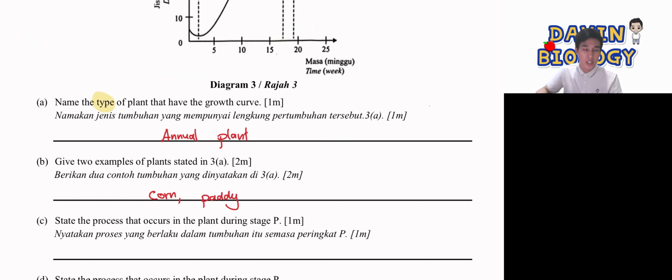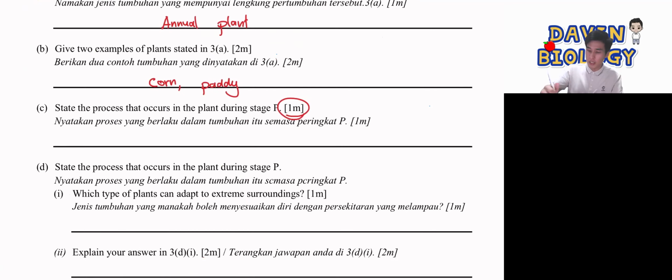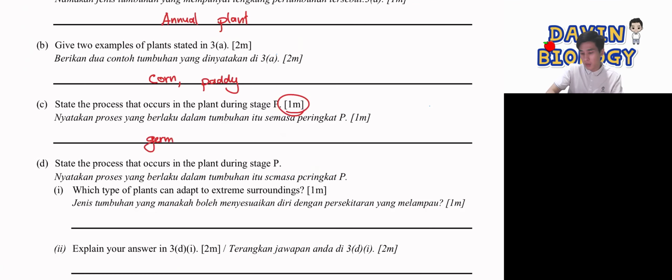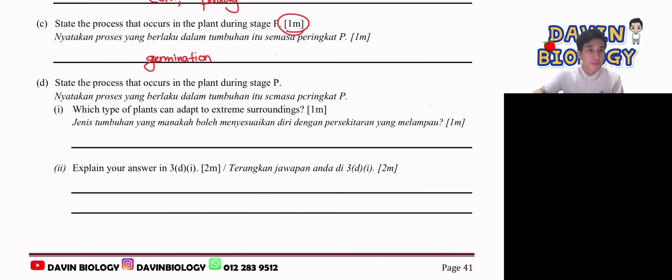The process that occurs in the plant during stage P. Now, they only want 1 mark. So what process is occurring here that causes the mass to decrease? Obviously, germination. So you don't need to explain, just one process, 1 mark. Keep it simple. I'm so sorry, this is a mistake. Yeah, just look at these two.